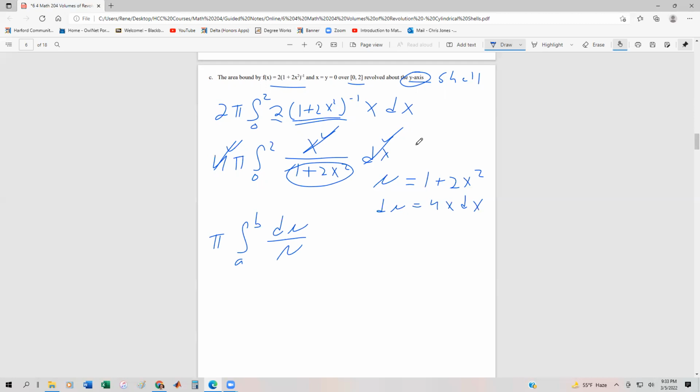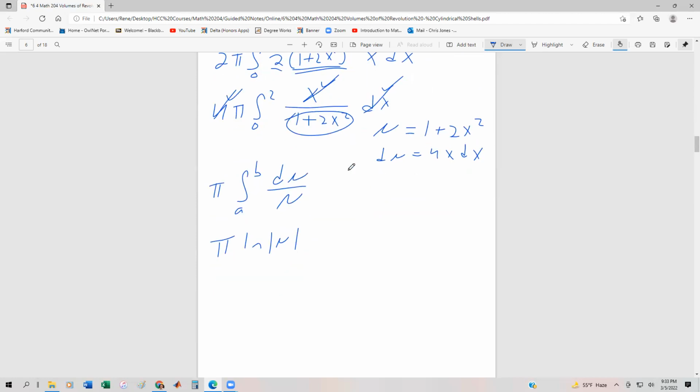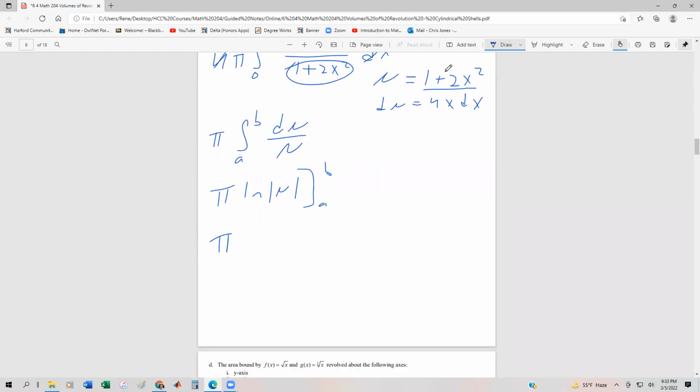This is going to be a natural log. So we're going to get pi ln, technically the natural log of the absolute value of u, from a to b. Remember that our bounds were from 0 to 2, and our u is 1 plus 2x squared. So we get pi natural log of 1 plus 2x squared, from 0 to 2.